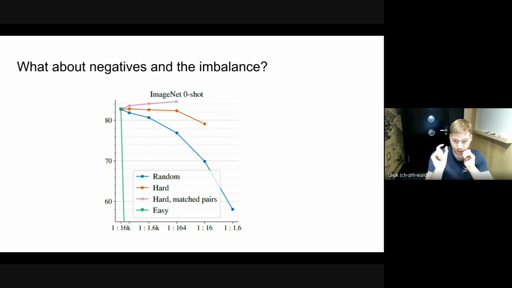With SigLIP, where each entry in this final loss matrix is independent of the rest, we can relatively easily do some experiment to check this hypothesis, if it would be helpful to have more hard negatives, by taking this big matrix but computing the loss only on a subset of the examples.